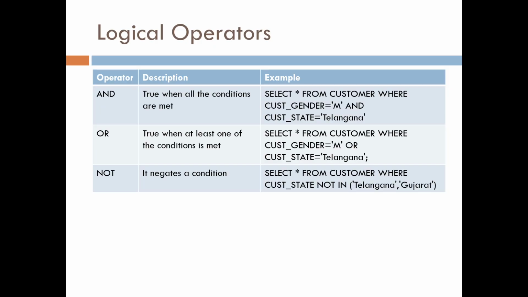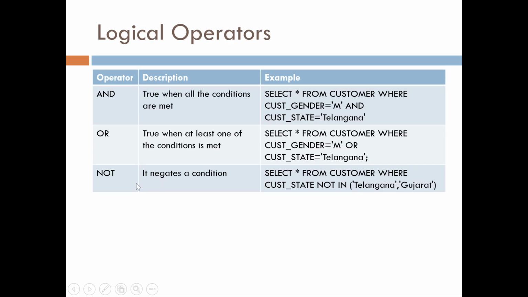I said two conditions, but you can use as many conditions as you want. You just have to include an AND in between. OR is when you have multiple conditions and at least one of them is true, then you get the record. Here I'm saying either the customer gender is M or the customer state is this value. If I have a record where the customer gender is M, I will get this record. I don't have to check the other because it's an OR condition. Either one of these should be true.